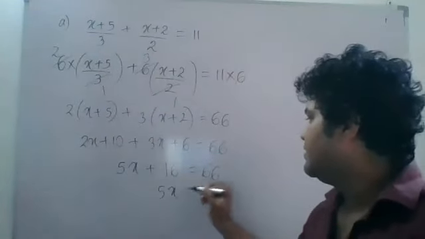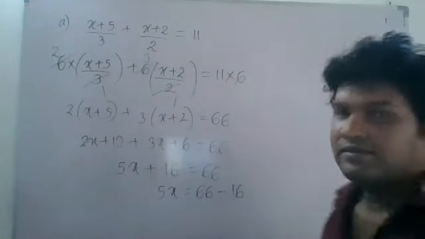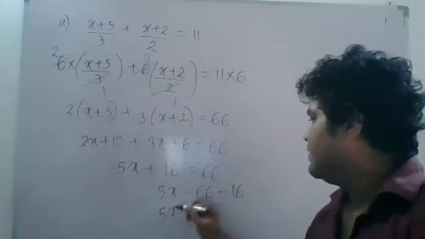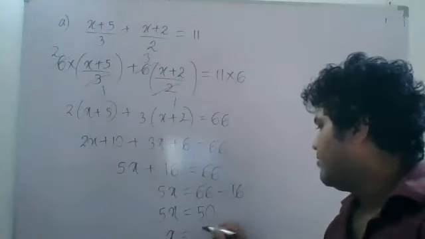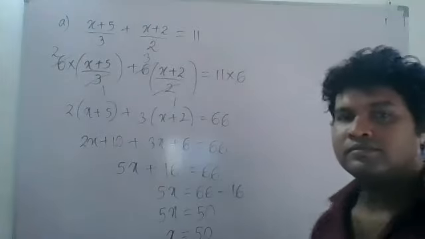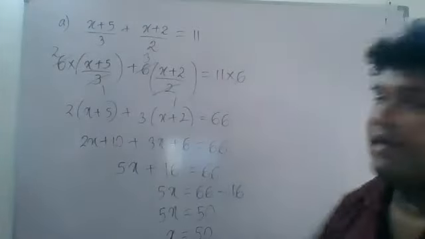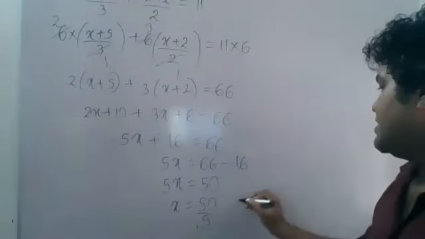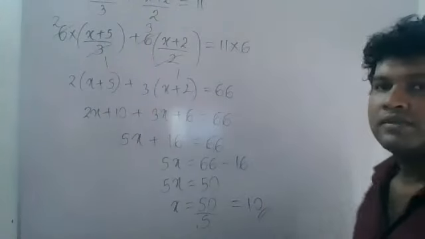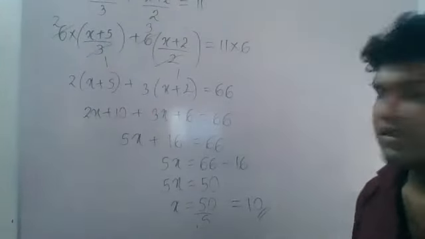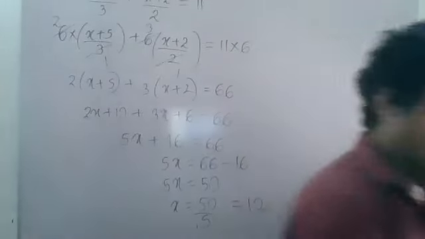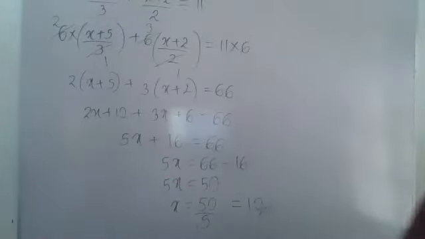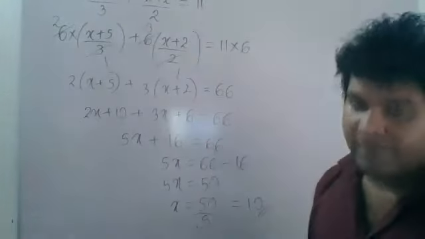And 5x equals 66 minus 16. 5x equals 50. x equals 50 divided by 5. Right? x equals 50 divided by 5. Okay. Then what is x? 10. x equals 10. Okay. Right. Then we will move on to question number B, part B of the 3.